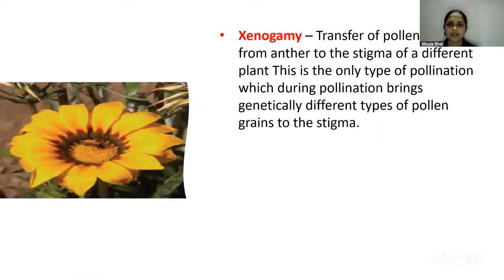Xenogamy, which we can see in papaya. Here there is transfer of pollen grains to the stigma of another flower in another plant. So that is called xenogamy. Here the flowers are unisexual flowers, which contain either male or female reproductive structures.